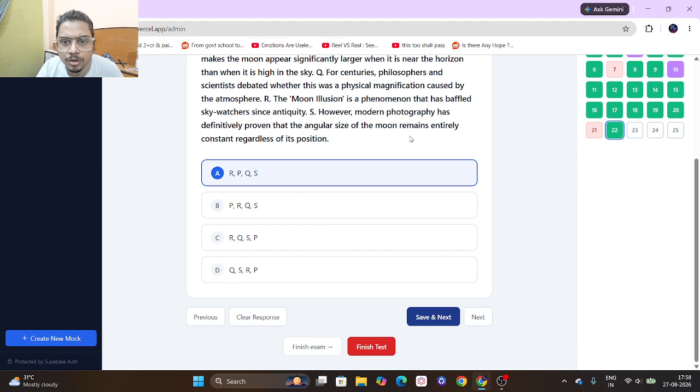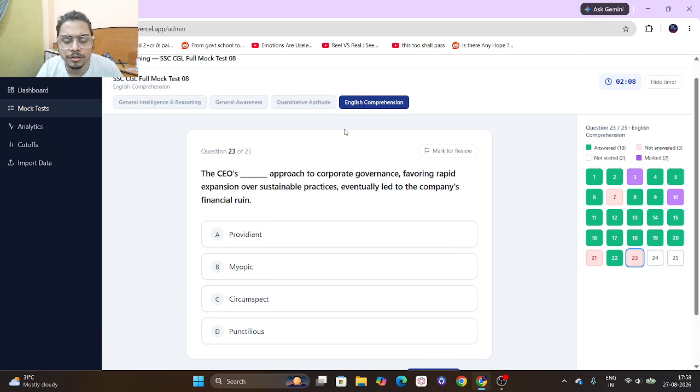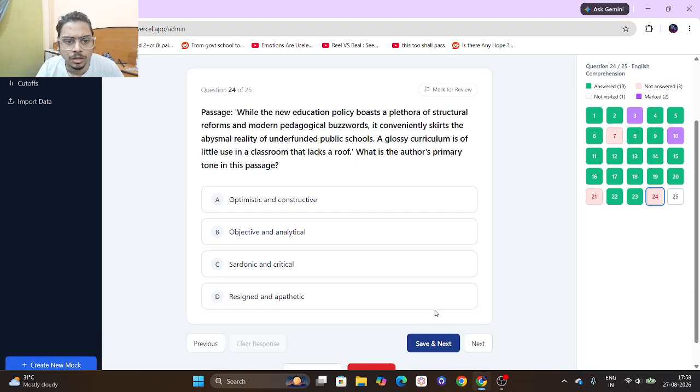Last क्या है? However, modern photography has definitely proven that the angular size of the moon remains entirely constant regardless. Yeah. Next. The CEO's approach to corporate governance, favoring rapid expansion over sustainable practices, eventually led to the company's financial. The CEO's myopic approach, दूरदर्शी ना होना, मतलब myopic होना.